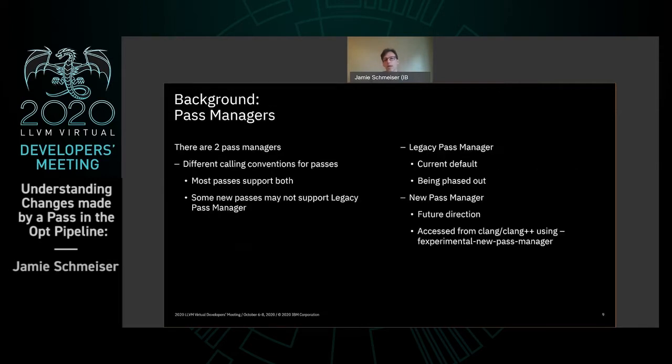There are two pass managers with different calling conventions for the passes. Most older passes support both conventions, but some newer ones may only support the new pass manager. The legacy pass manager is the default, but it is being phased out. The new pass manager can be accessed from Clang or Clang++ using the option -fexperimental-new-pass-manager.